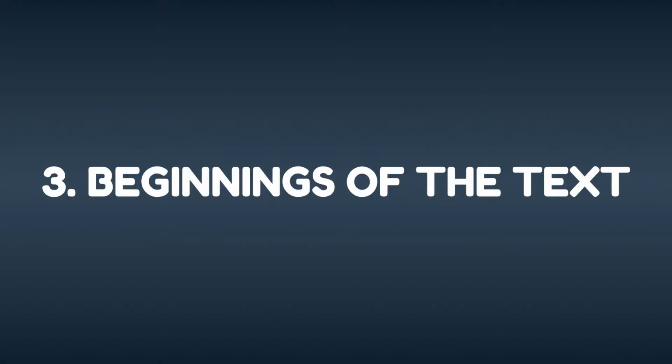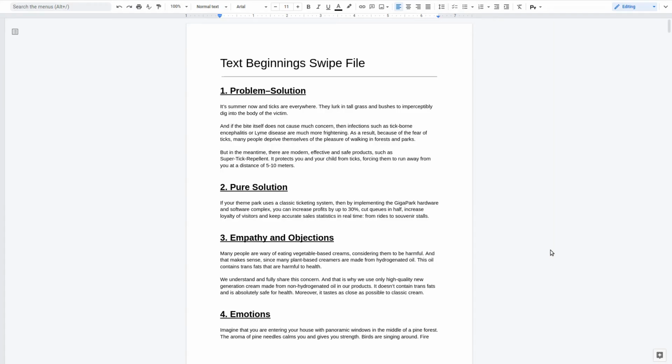3. Beginnings of the text. If we talk about sales letters, articles or commercial offers, it's very useful to keep a swipe file with the beginnings of the text. We talked about the basic approaches to their creation in the 5th lesson, and in the 6th episode we mentioned that the first lines of the copy refer to a very important second stage of the AIDA model, the call of interest.